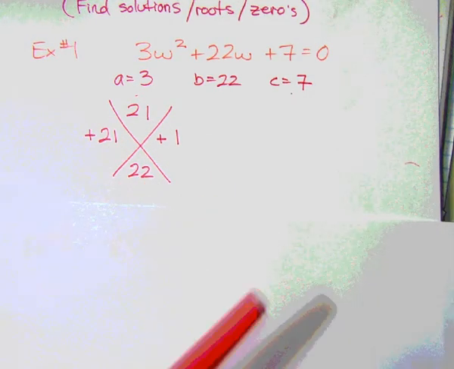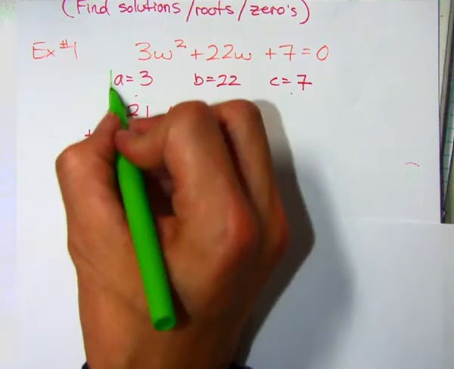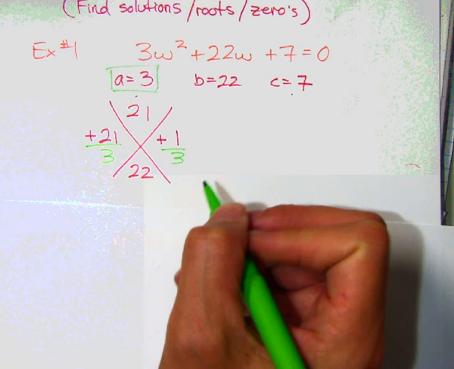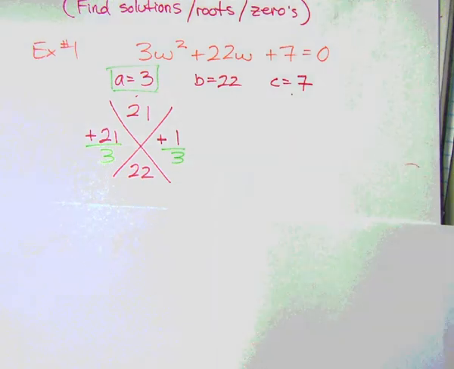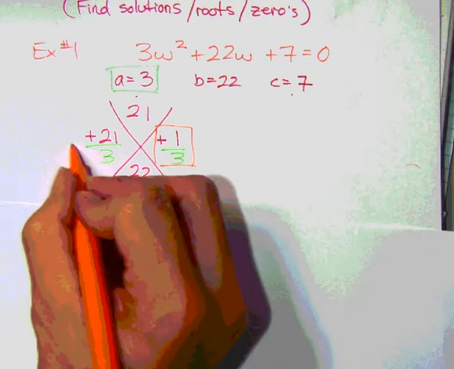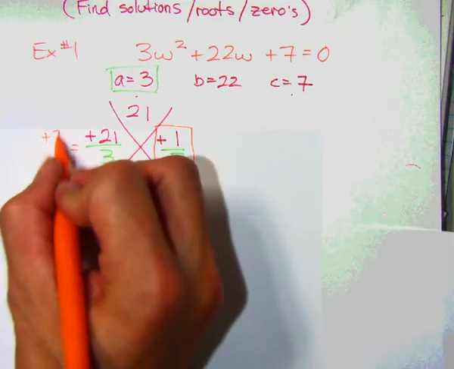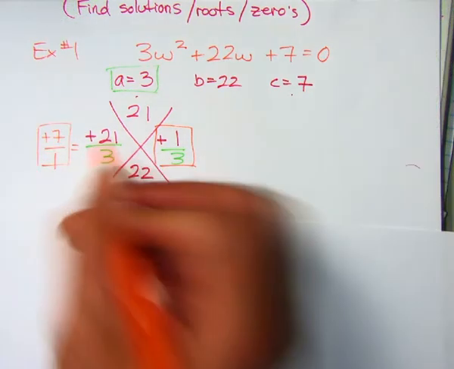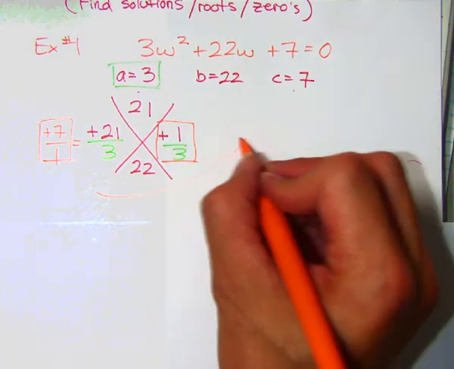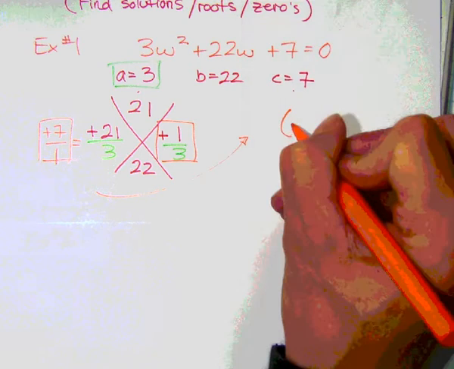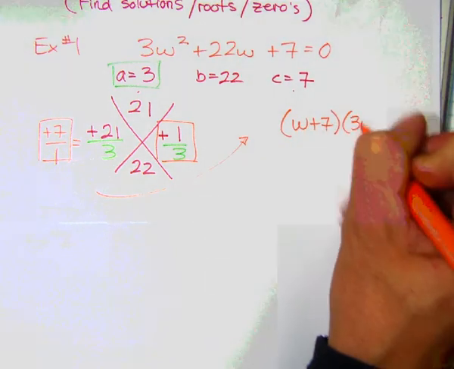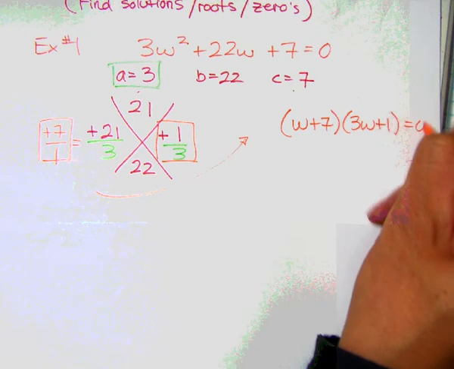Okay, good. Now I'm going to take a look at my leading coefficient, which happens to be 3, and I'm going to divide by that. This first one doesn't change, it can't be reduced, but this one on the left can be reduced to positive 7 over 1. So that tells me my answer is going to be 1w plus 7 times 3w plus 1, and all that equals 0.